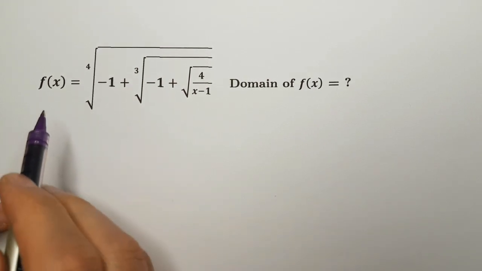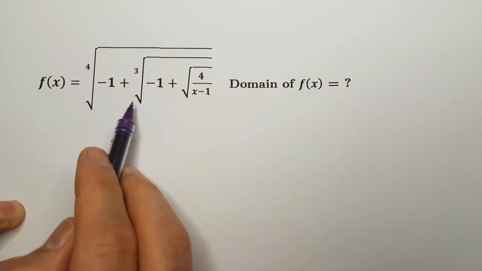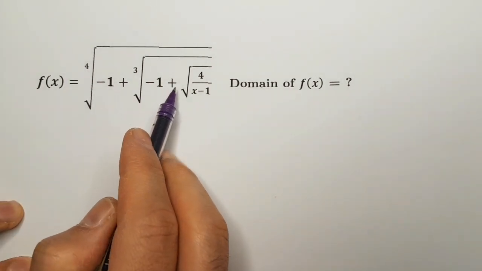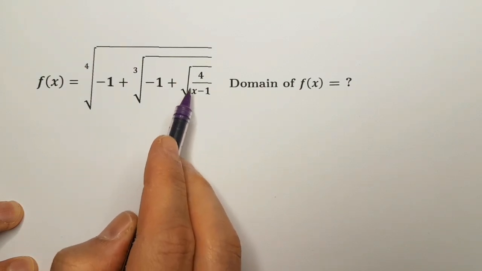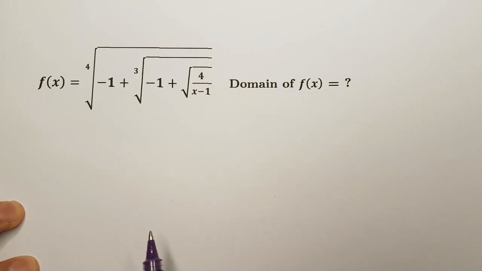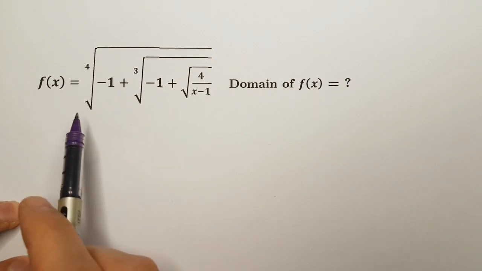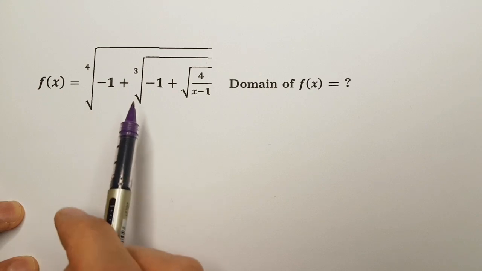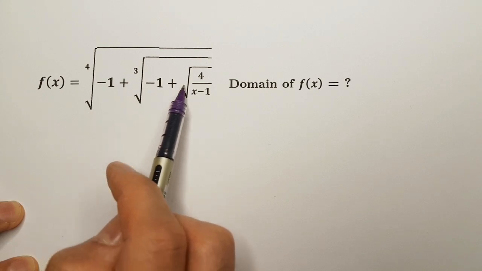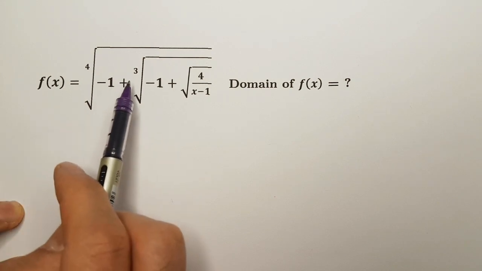Hello everyone, f(x) is given as the fourth root of minus 1 plus cube root of minus 1 plus square root of 4 over x minus 1, and the domain of f(x) is requested. So to find the domain of root functions, we only care about the ones with an even root number.